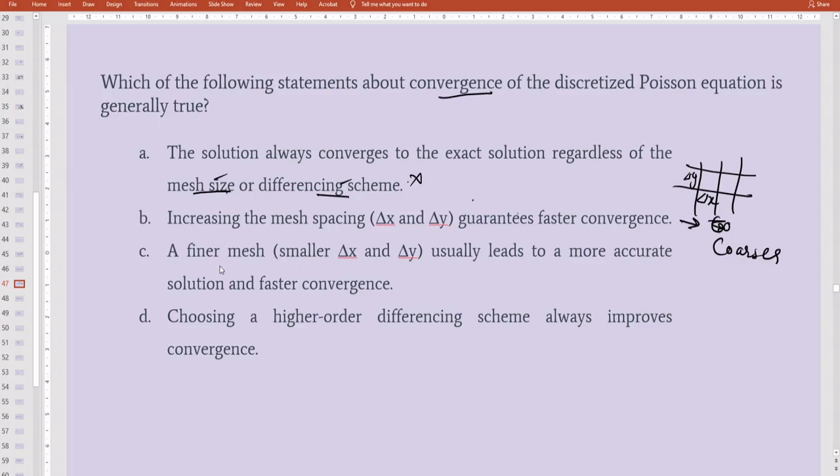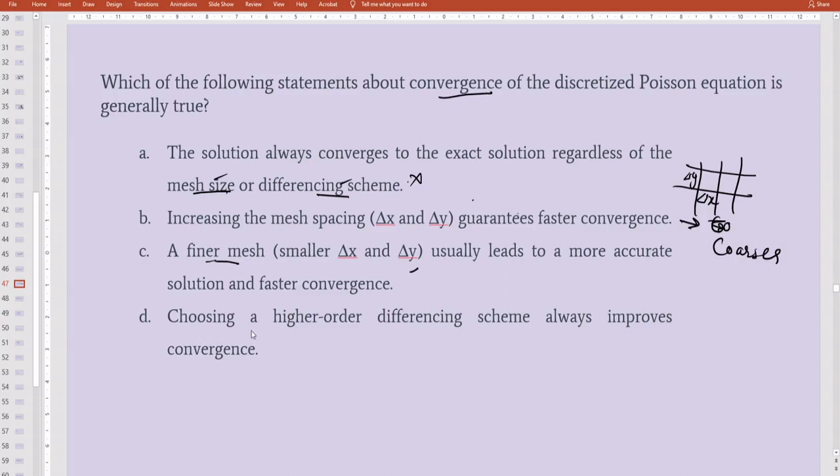Then moving on to option C, a finer mesh, that is smaller delta x and delta y, usually leads to a more accurate solution and faster convergence. That we know. A finer mesh leads to an accurate solution and convergence also. But this finer mesh we have to fix. How fine we need, that we can determine using grid independent studies and all. So this is true. Let's keep that.